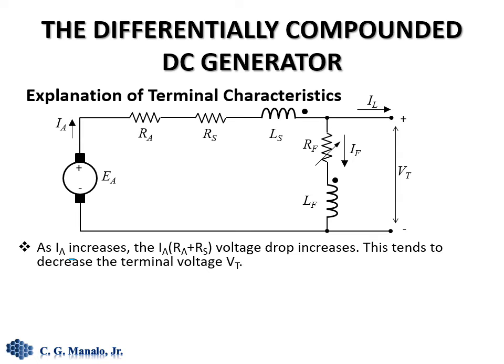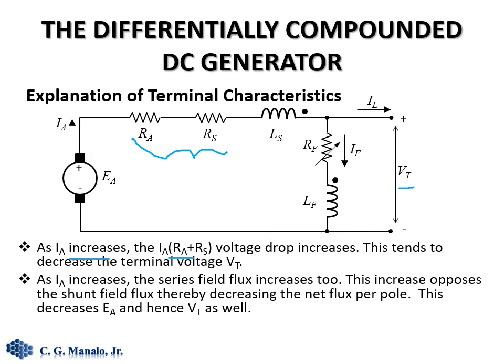So as I sub A increases, the drop across this series combination will increase, and that tends to decrease V sub t. Likewise, as I sub L increases, this will increase the series field current, because take note that the series field current is almost the same as the load current. I sub F is almost unchanged.